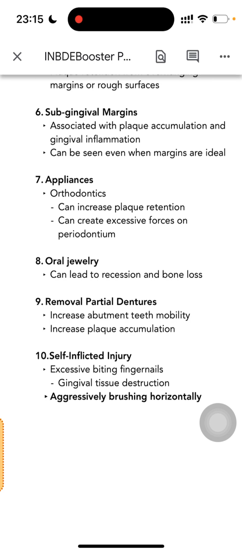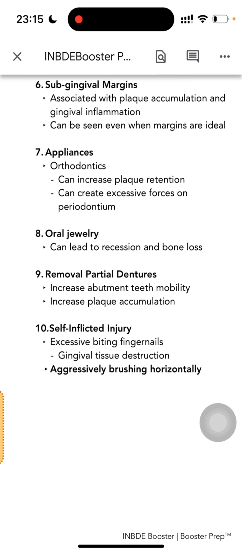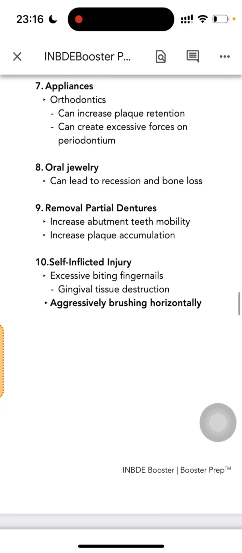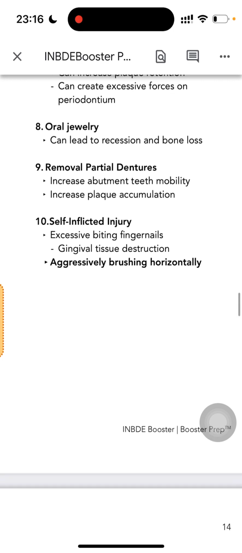Appliances. Orthodontics can increase plaque retention and can create excessive forces on the periodontium. Oral jewelry can lead to recession and bone loss. Removable partial dentures increase abutment teeth mobility and plaque accumulation. Self-inflicted injury: excessively biting fingernails, gingival tissue destruction, aggressively brushing horizontally.